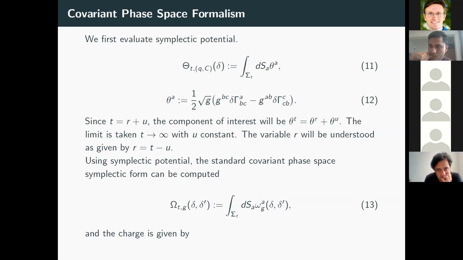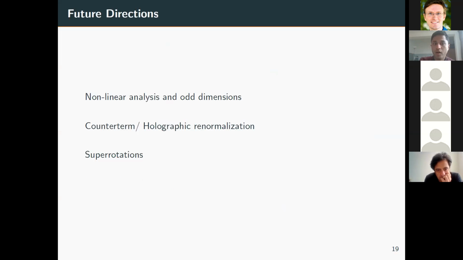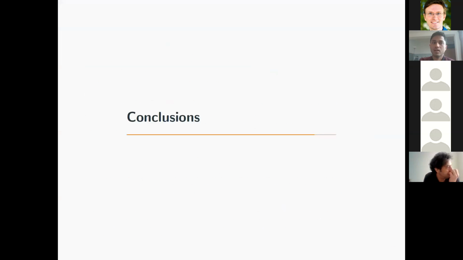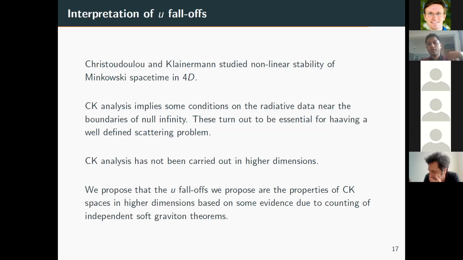Do you have a good reason to believe that it is easy to extend the Christodoulou-Kleinerman in higher dimensions? No, I don't. I think it will be very difficult. I don't think it's easy. I'm just saying that if it is done, then most likely you will get back these U fall-offs that we have. You will also get much more, but at the linearized level, at least you will get these U fall-offs.